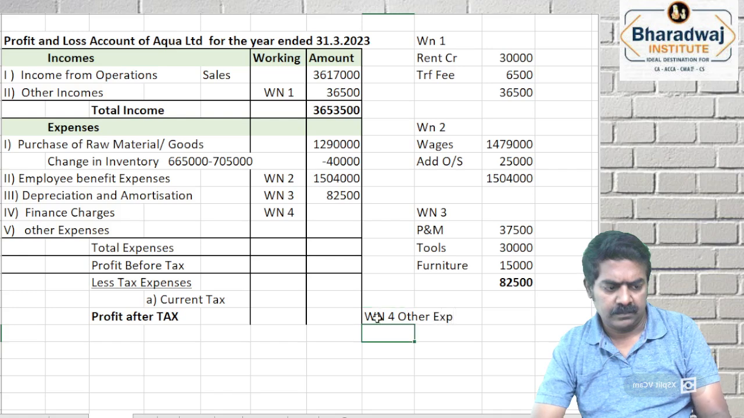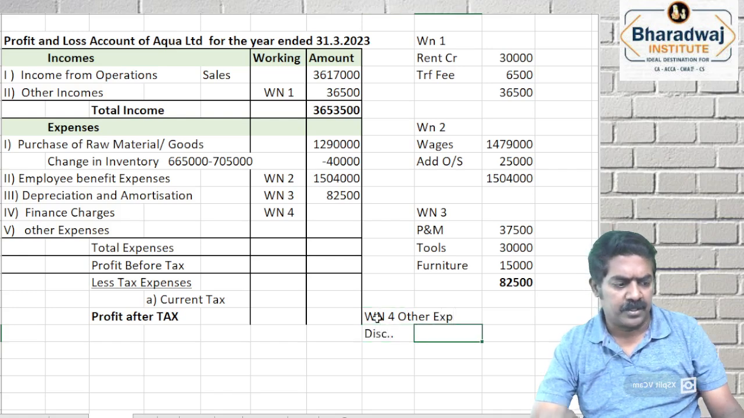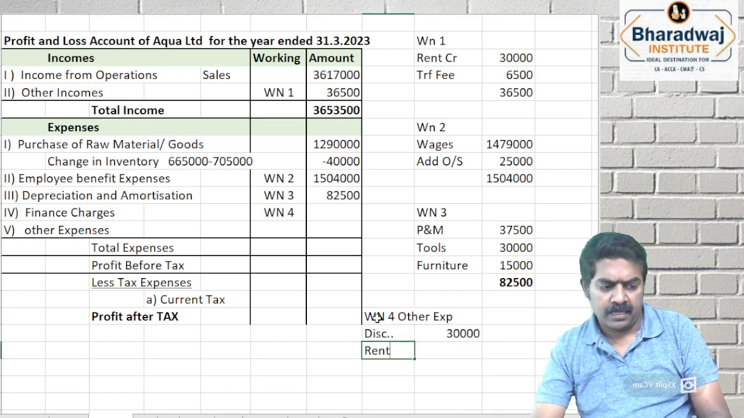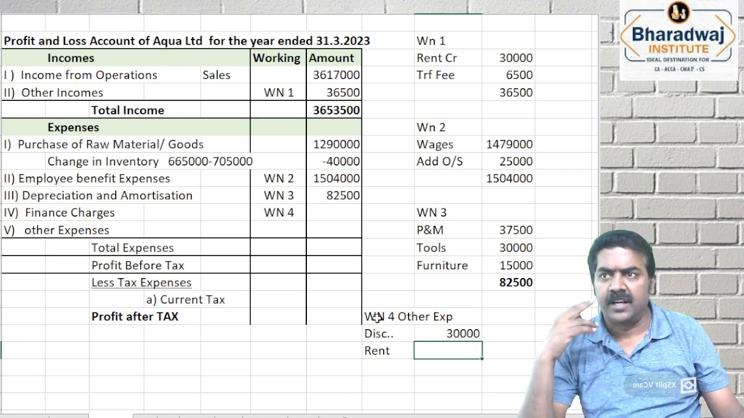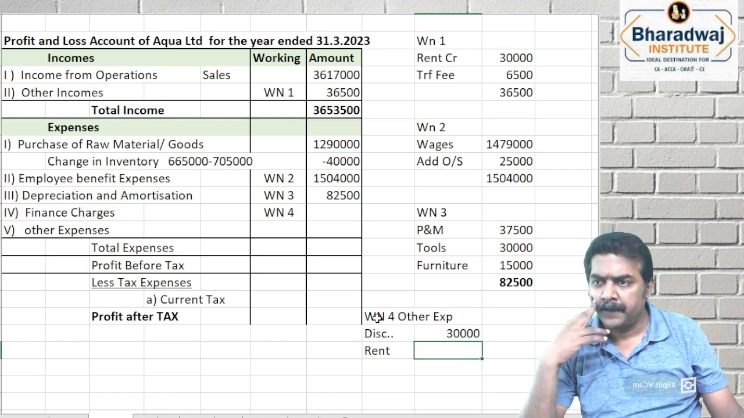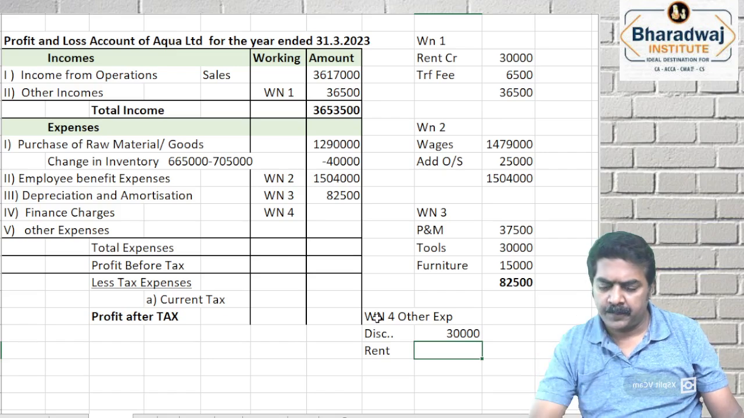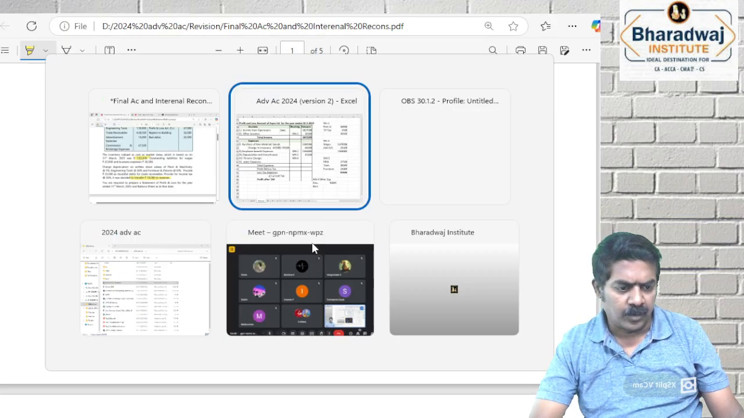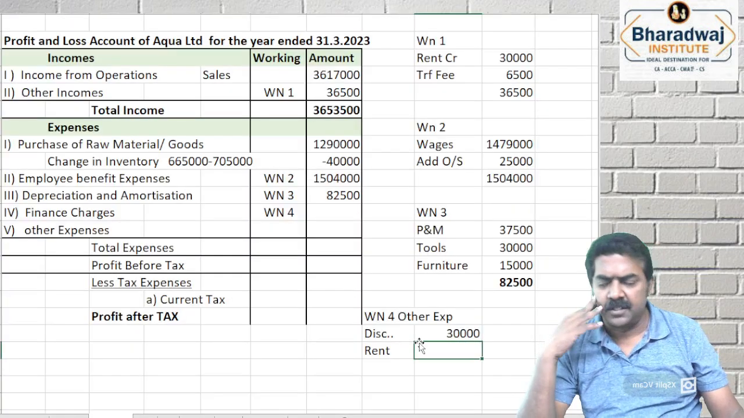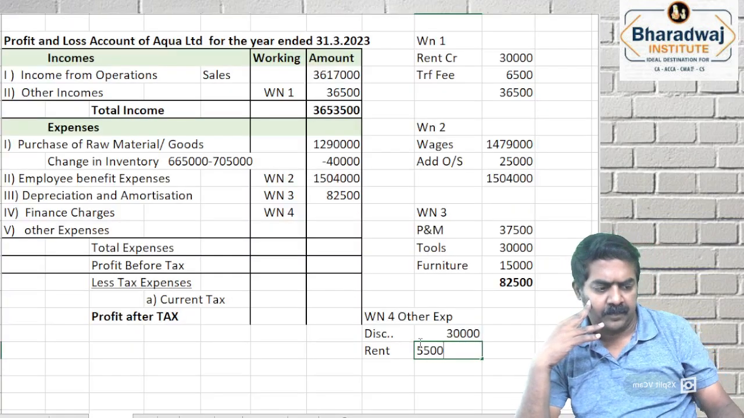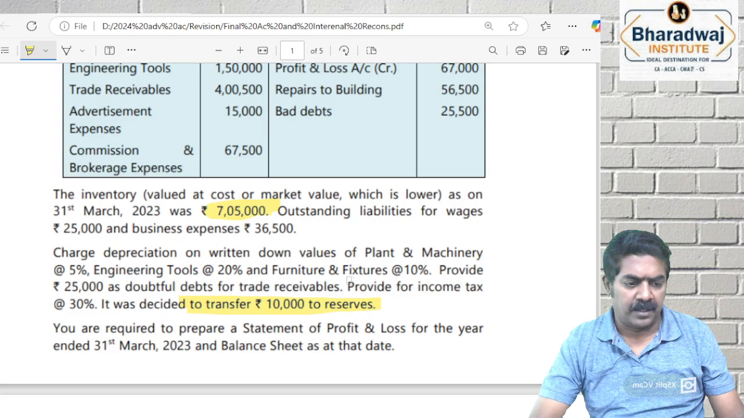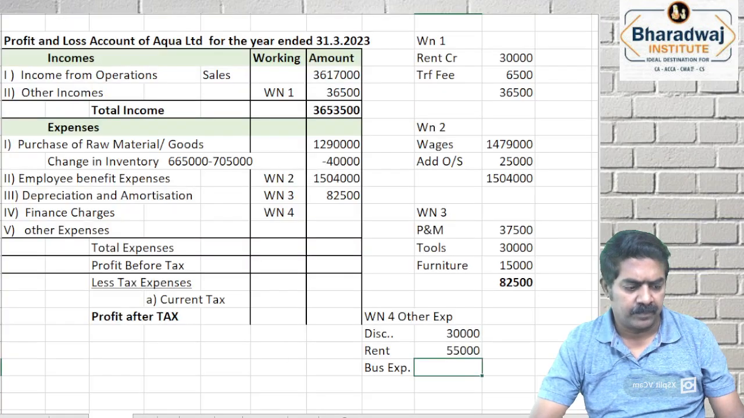Discount and rebates allowed, how much? 30,000. Rent, taxes and insurance, plus any outstanding added? No, sir, only business expense outstanding. Oh. Rent, taxes, insurance, how much? 55,000. Then business expenses, that 56,000 plus outstanding expenses, 92,500.